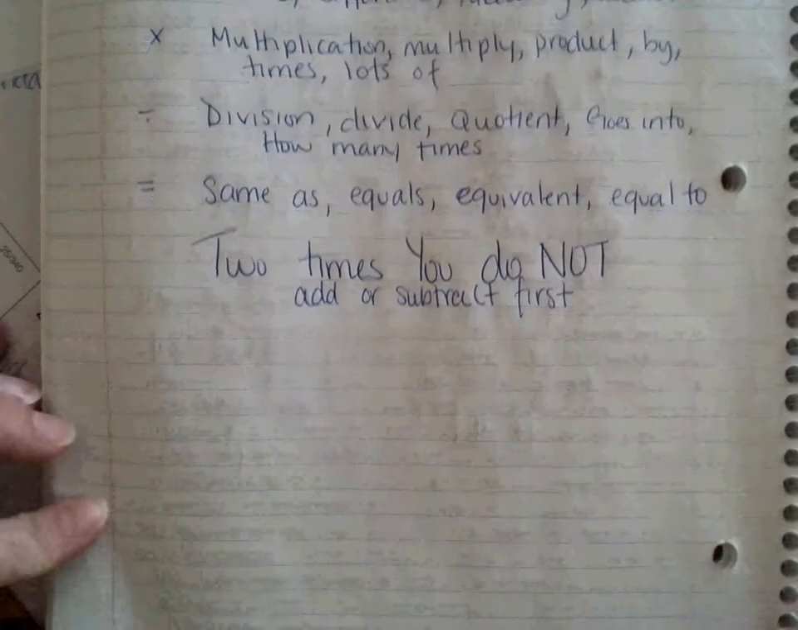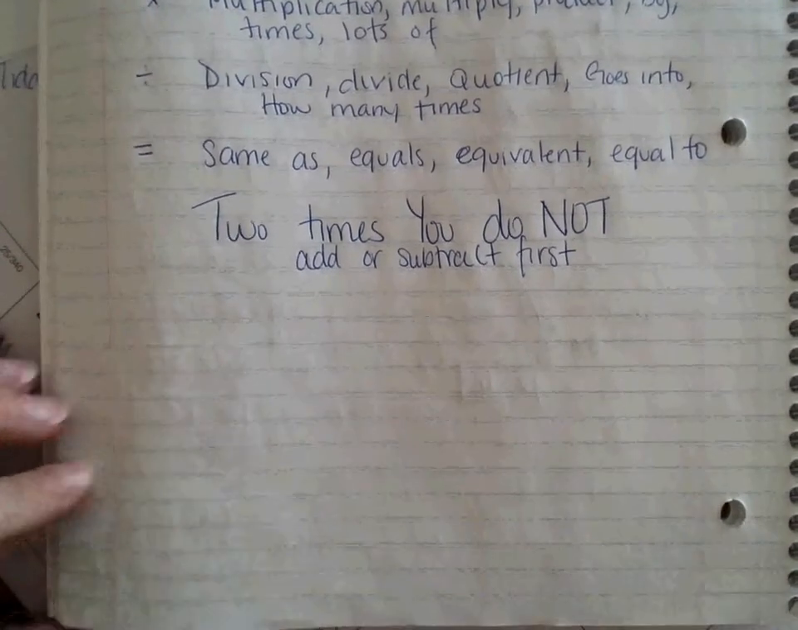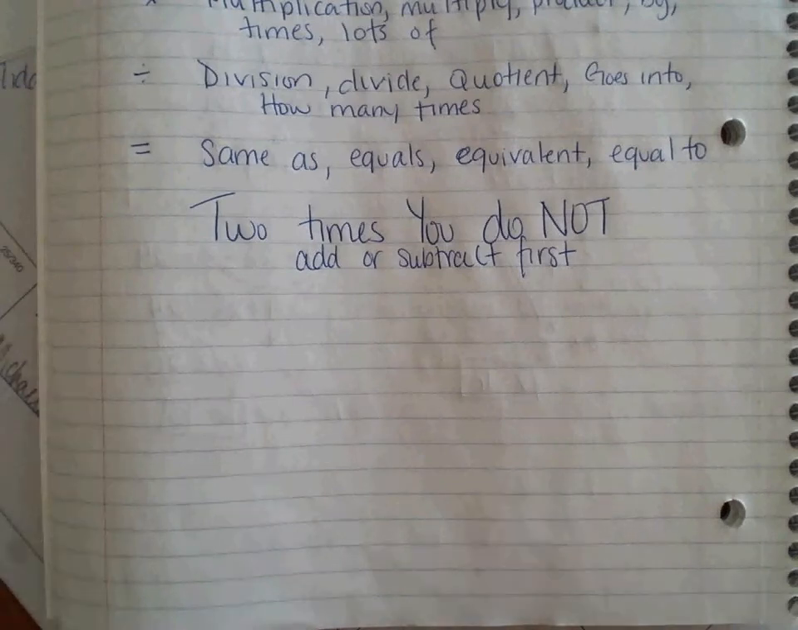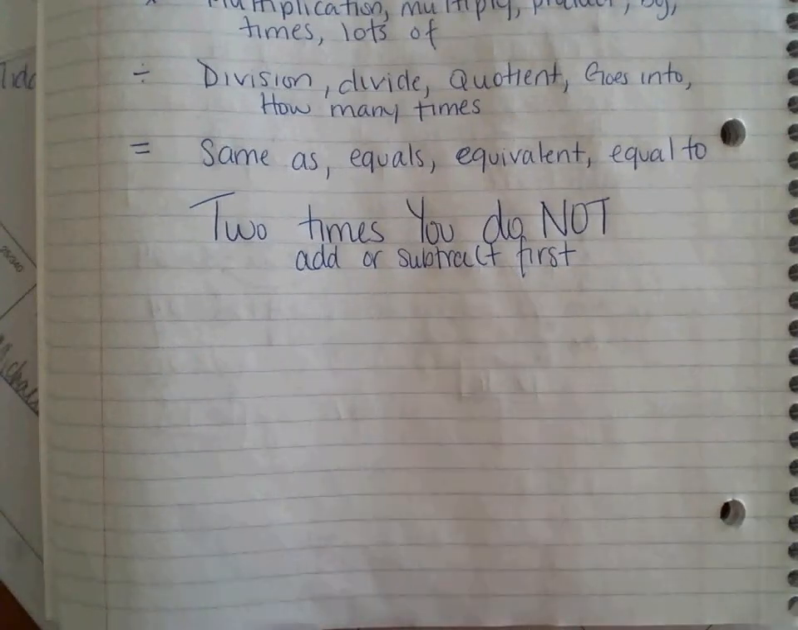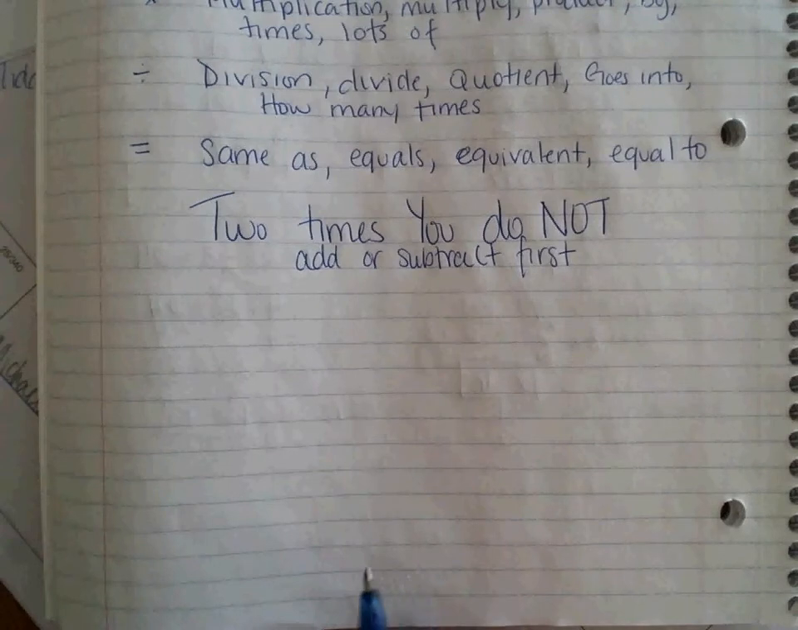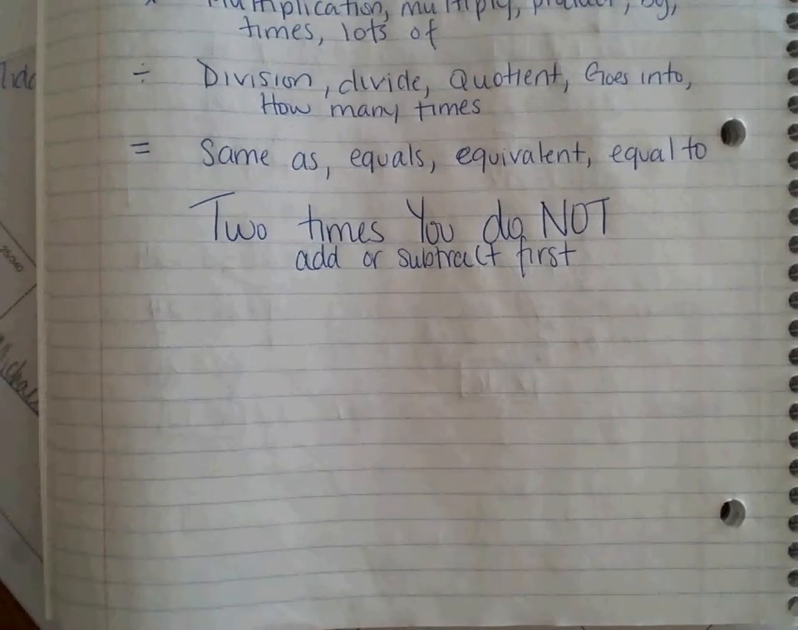All right, you guys, I'm just adding the notes to the bottom of our vocabulary. We are talking about the two times you do not add or subtract first. So normally when we're solving a two-step equation, we are going to generally get rid of anything not with the variable first. Well, there are two times where we are not going to add or subtract first. And that is when we have division by everything or multiplication by everything.